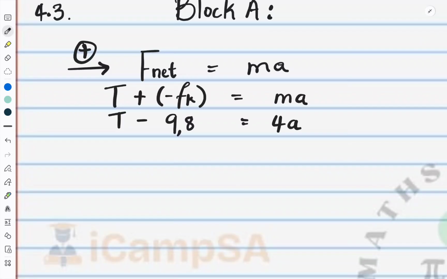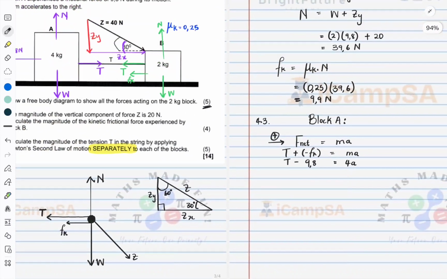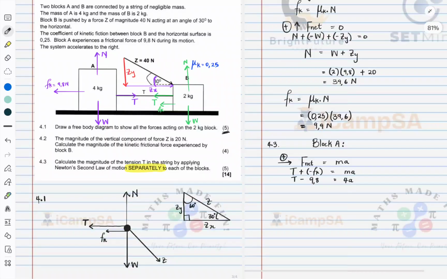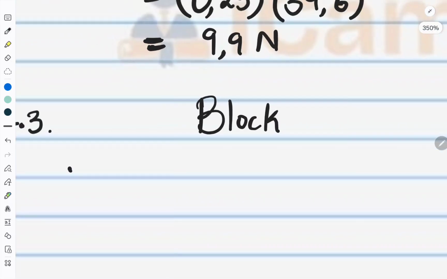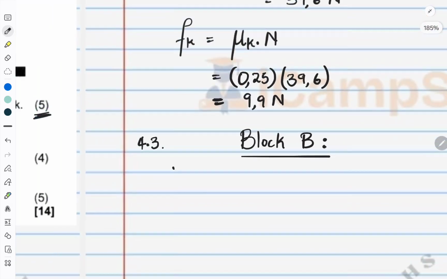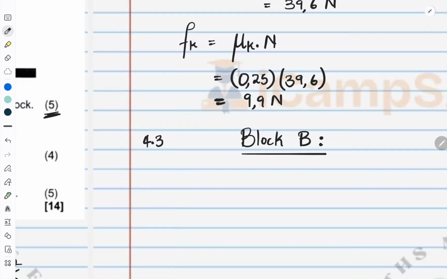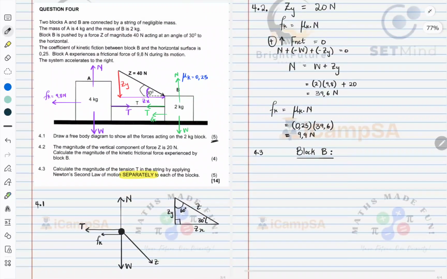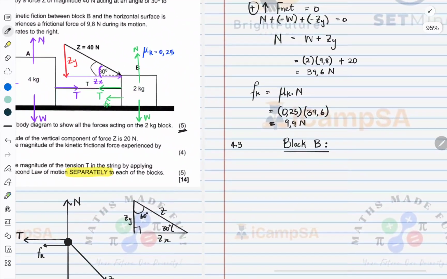Is it? Let's check. If I started with block B, I would have FK, T, and ZY. I would easily solve for T. Okay, it's fine. Let's start with block B. Sorry about that. We don't need simultaneous. I just noticed now. Block B. This is one of the things you'd see in your exam. Sometimes you'll have to redo some other calculations, especially if you make mistakes. So let's start with block B.